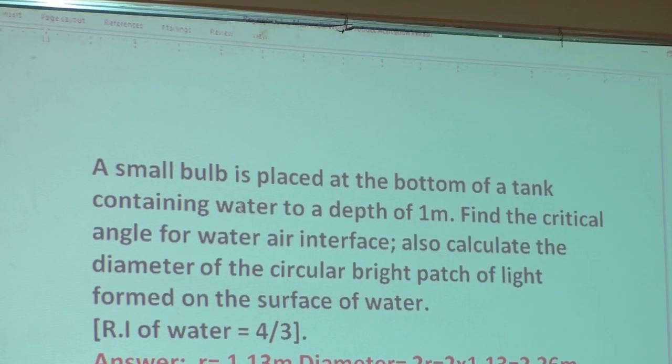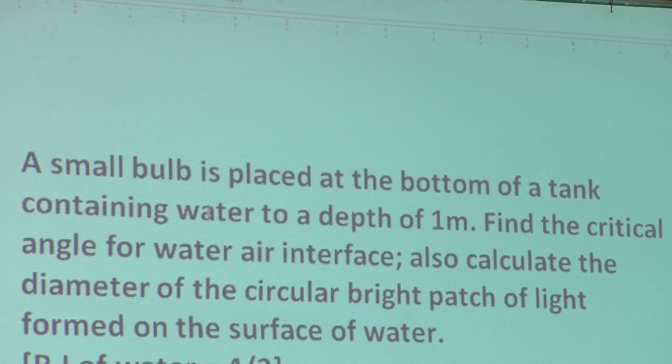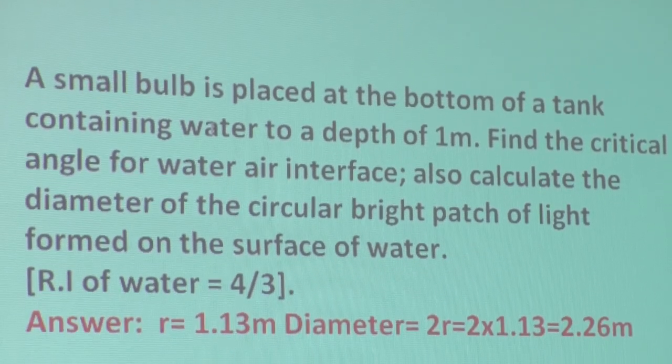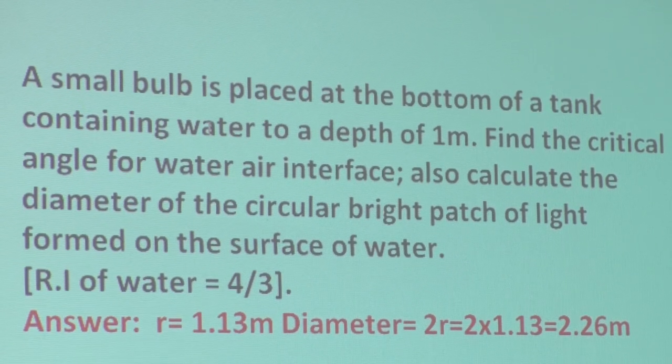Now read the problem. A small bulb is placed at the bottom of a tank containing water to a depth of 1 meter. Find the critical angle for the water-air interface. Also calculate the diameter of the circular bright patch of light formed on the surface of the water. Okay.